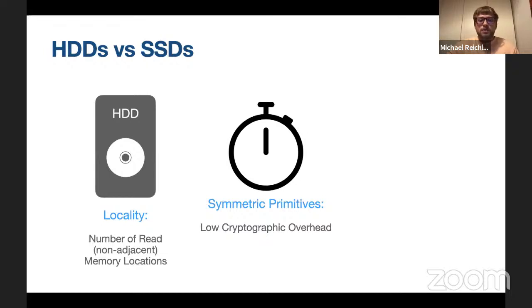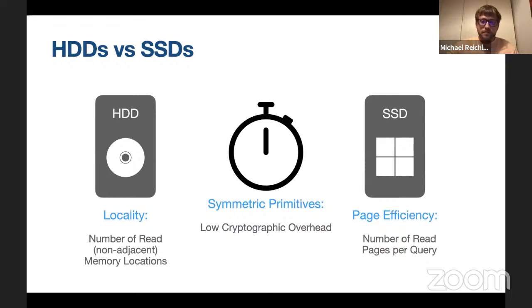And this is a good predictor for HDDs. But nowadays, actually, there are a lot more SSDs in use. And for this, the efficiency can be predicted in a more adapted way by looking at page efficiency, so the number of read pages per query. And in this paper, we first of all show, of course, that this makes sense, so that this is a good predictor for throughput on SSDs.